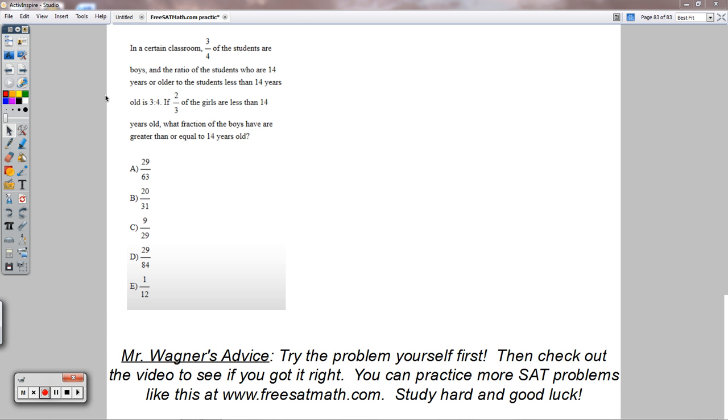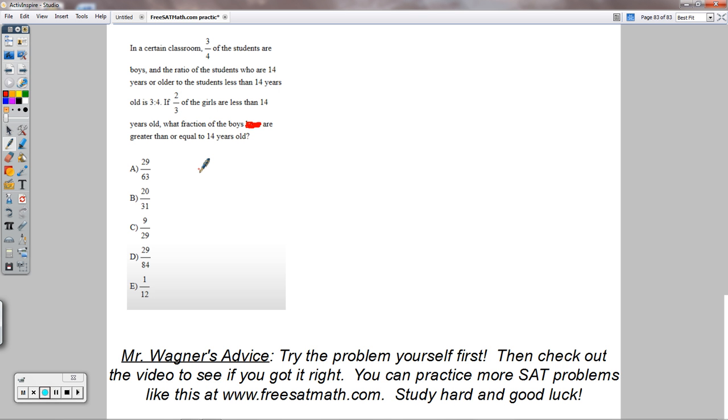This is SAT Math question 83. It says in a certain classroom 3/4 of the students are boys and the ratio of the students who are 14 years or older to the students less than 14 years old is 3:4. If 2/3 of the girls are less than 14 years old, what fraction of the boys, and I think they had a typo there, are, so what fraction of the boys are greater than or equal to 14 years old?